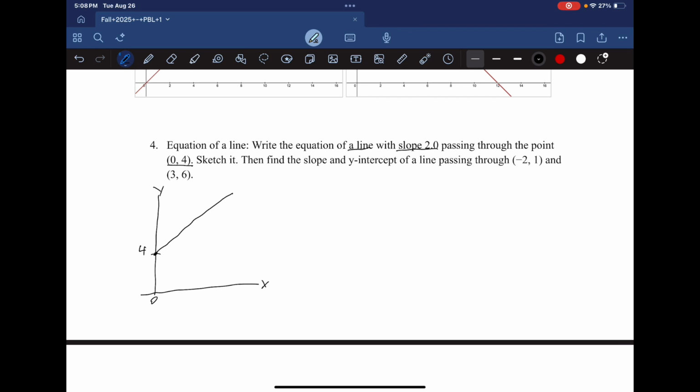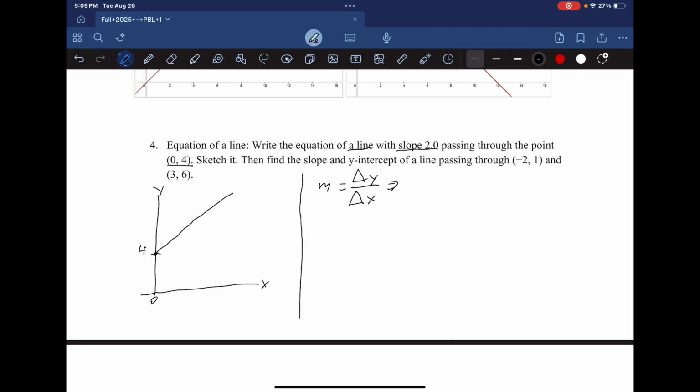So it wants me to find the slope and y-intercept. Oh, sorry, this is a different problem. Now it wants me to find the slope and y-intercept of a line passing through -2, 1 and 3, 6. So I'm going to draw a line to show that this is a different problem. So the slope, I'll call the slope m, is determined by the change in y over the change in x. And the best way to do this is basically you just take the bigger y and subtract the smaller y, and then you do the same with the x.